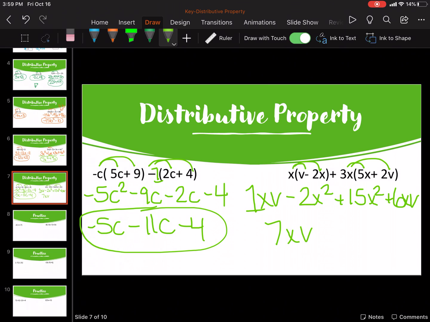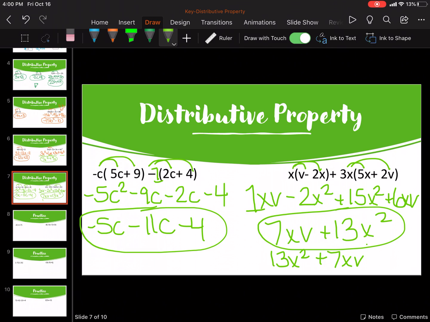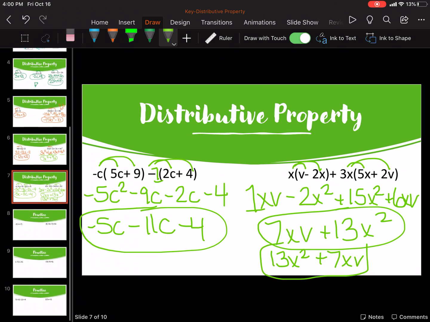And then negative 2 plus 15 is going to be positive 13x squared. And again, if you had a different order, it's fine. If you had 13x squared plus 7xv, that is fine as well. Okay, now go ahead and do the rest of the practice and then check the key.